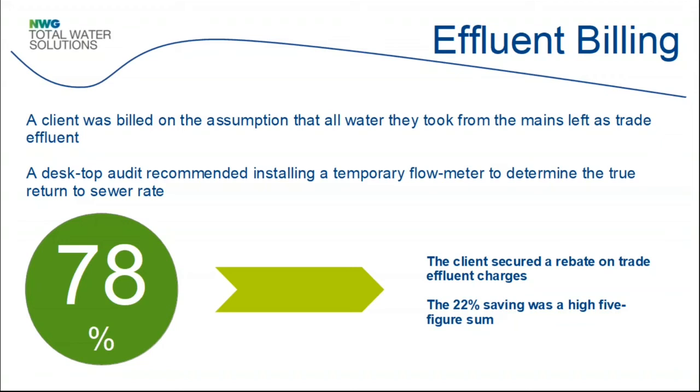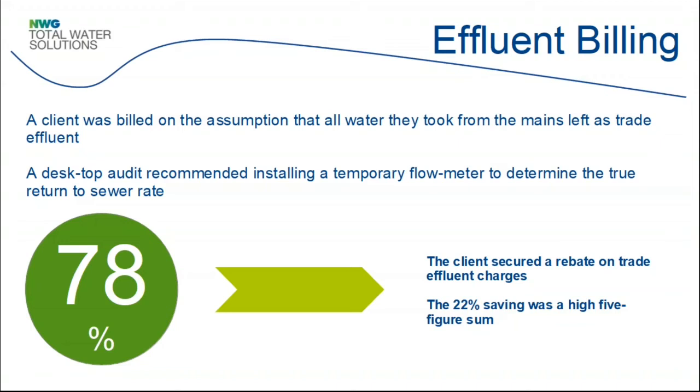They used quite a lot of water in making their products. They had very extensive heating and cooling systems where there were evaporative losses and there were steam leaks. And obviously there was domestic in there as well for canteens and toilet facilities and things like that. And the client was able to secure actually a rebate on that. And the 22% saving over the subsequent years was actually quite a high five-figure sum. This was quite a large client with quite an extensive trade effluent discharge.